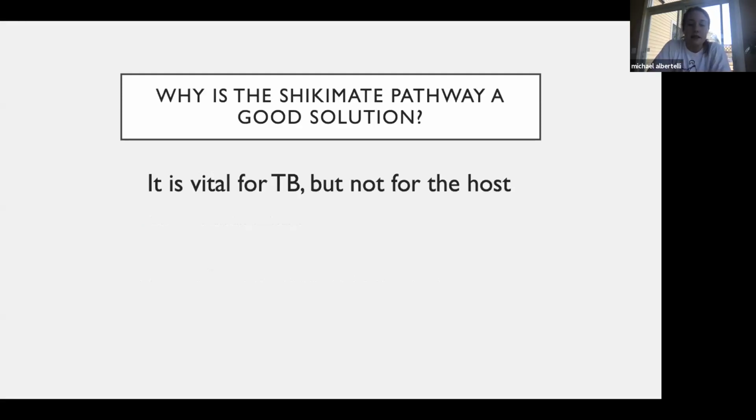Because of this, the shikimate pathway is a good solution to this problem, because they need new drugs for TB as antibiotic-resistant strains are developing. The shikimate pathway is vital for TB to survive, but it's not for humans and other animals that may be infected with TB. So we can kill the TB without killing any of our cells.